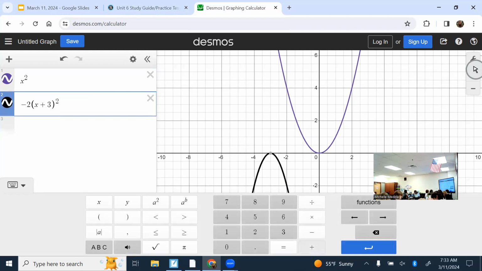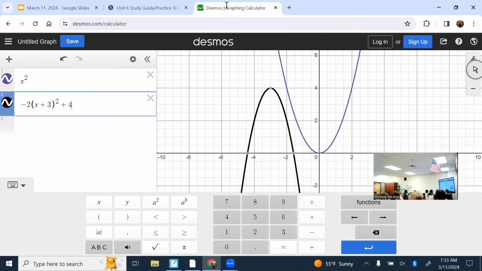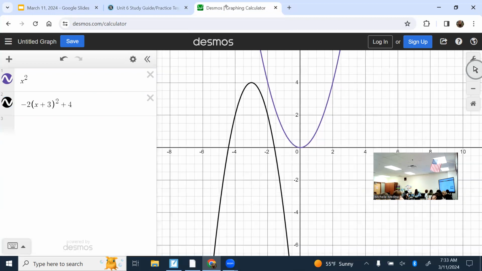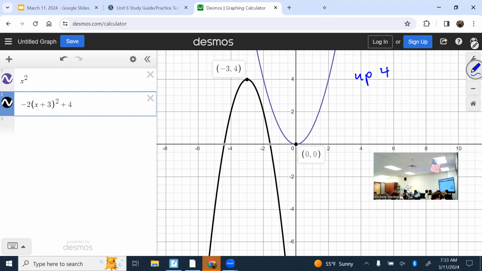And then I want to say it was +4. Okay. So I typed in my parent graph, my original, and I typed in my transformed one. Think of all the changes that happened to go from our purple to our black. And I think the vertex might be a good place to compare. So from the purple to the black, did I go up, down, left, right? I went up how many? I went up 4. Did I go left or right at all?